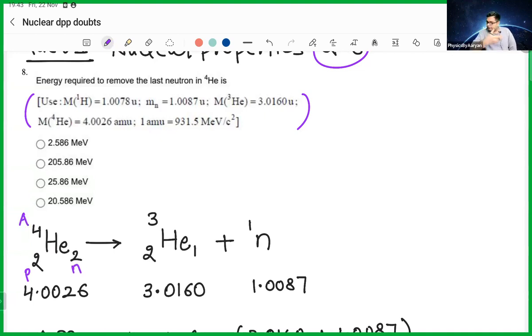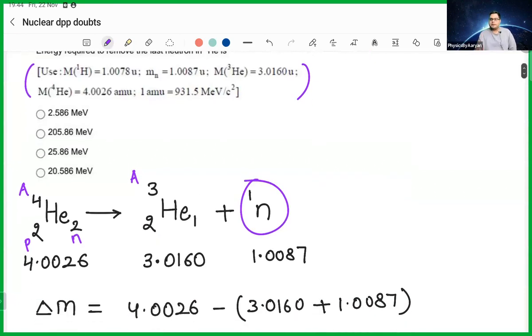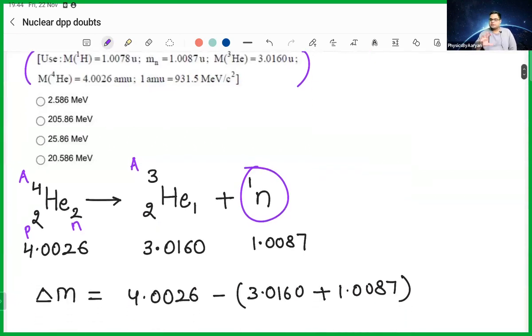If I remove the neutron, the protons still remain 2, the neutrons become 1, and the mass number is 3. So I will also have one extra neutron beam. This is my nuclear reaction, and the question is how much energy I need to do this nuclear reaction. Basically, if I want to do this, how much energy is required?